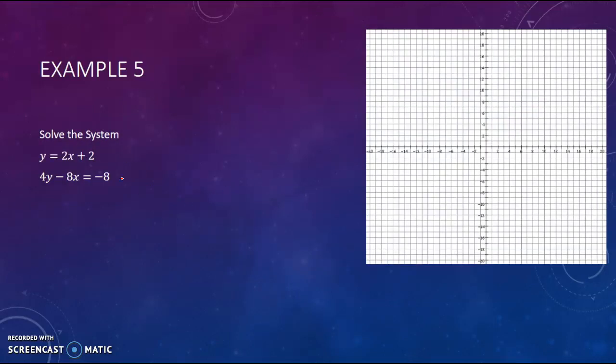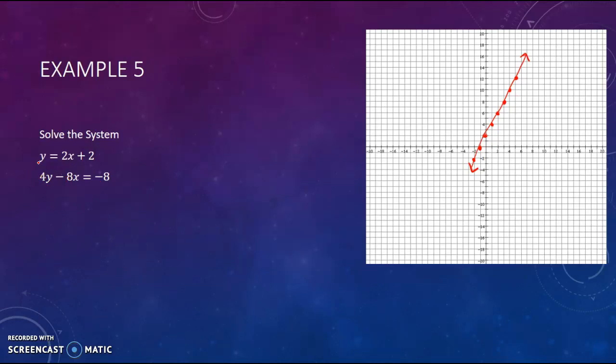Moving on to example 5, solving this system. I'm going to graph this first one, so we're going to start at 2. We're going to go up 2 and over 1, up 2 and over 1. I'm going to do that several times. I'm going to go down a couple as well. So down and left. And I'm going to do my best to draw a straight line. You may find out now why I've been drawing them off screen.